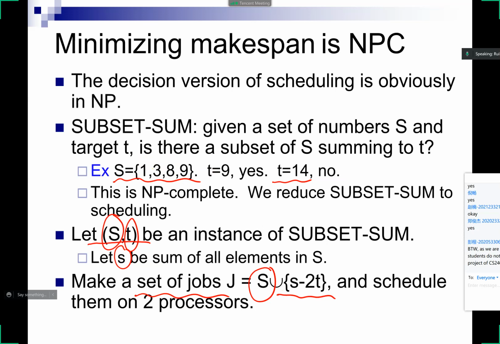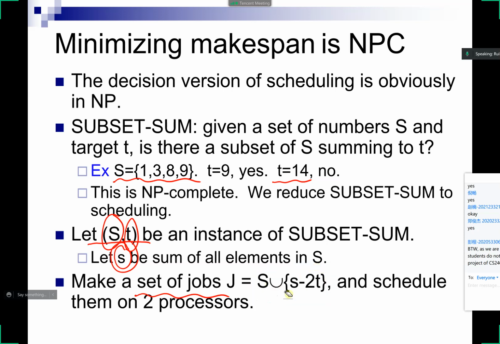This additional job has size s minus 2t, where again, s is the sum of all of the elements in the set, and minus 2 times the target value. So we're going to assume that s is at least as large as 2t. Even with that assumption, subset sum is still NP-complete. And so we're going to add this one more job over here.